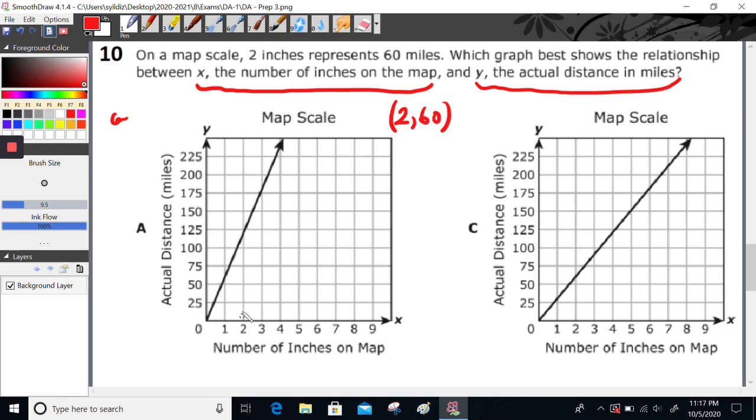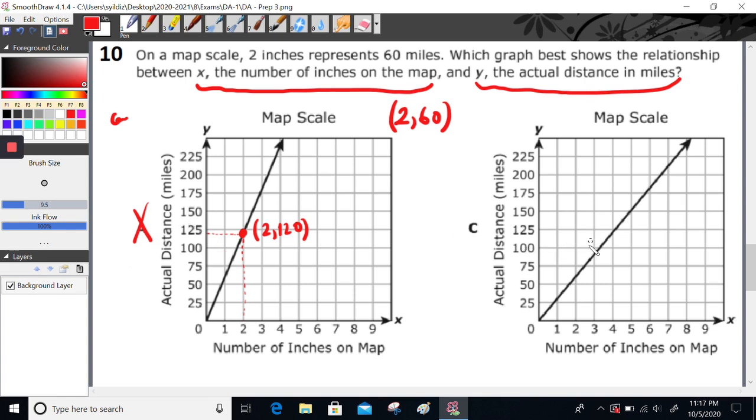So let's look at this point. As you see, this is 2. But this is greater than 60, right? It is close to 125. So it is 2, let's say 120. We don't know the exact value, but it is not 2, 60. That means this cannot be the answer.